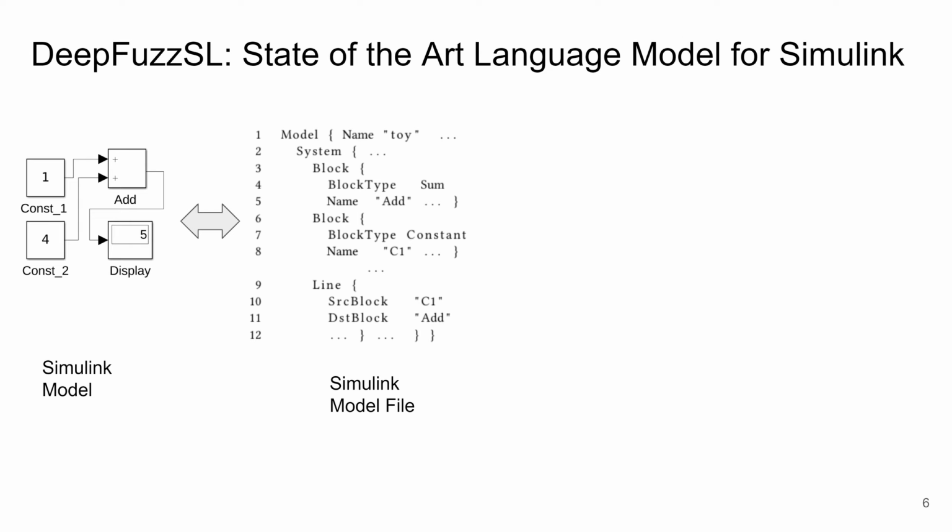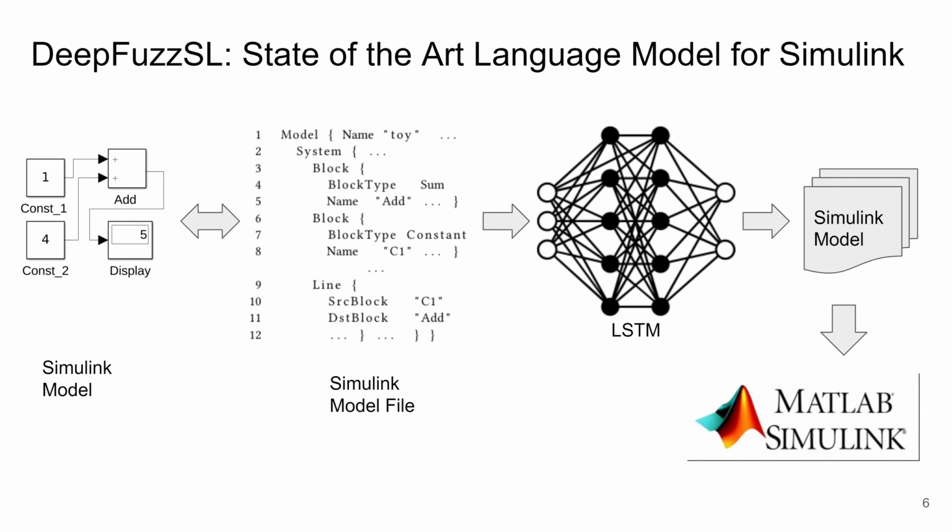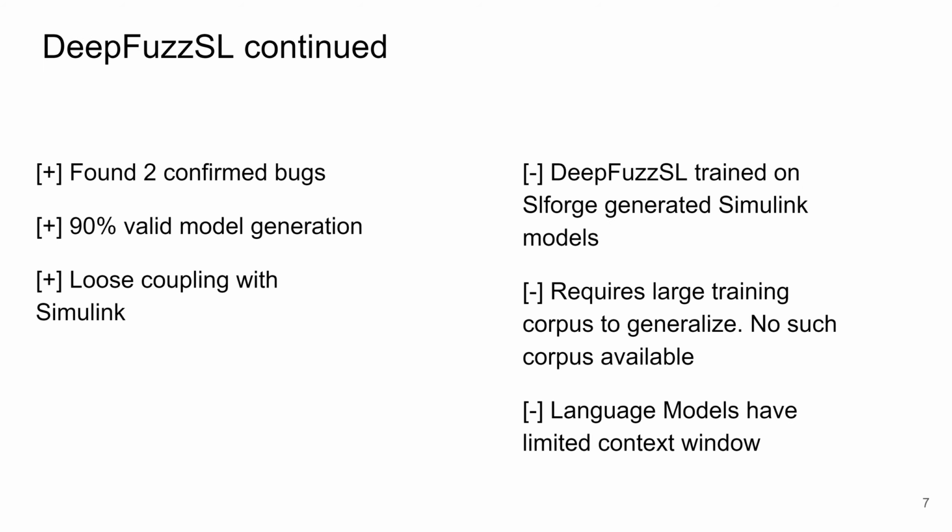Having said that, DFuzz-SL essentially portrays the Simulink model generation as a natural language generation problem. To do that, it trains a long short-term memory neural network that is then used to generate Simulink models and test the toolchain by detecting if the generated model causes Simulink to crash or not. DFuzz-SL was able to find 2 confirmed bugs in Simulink and reported a high valid model generation rate.